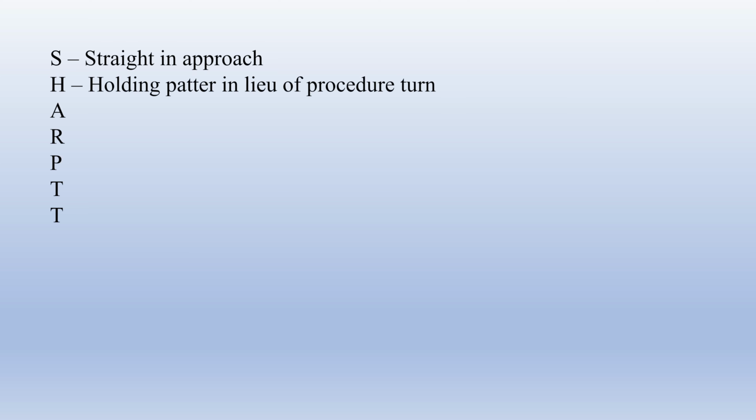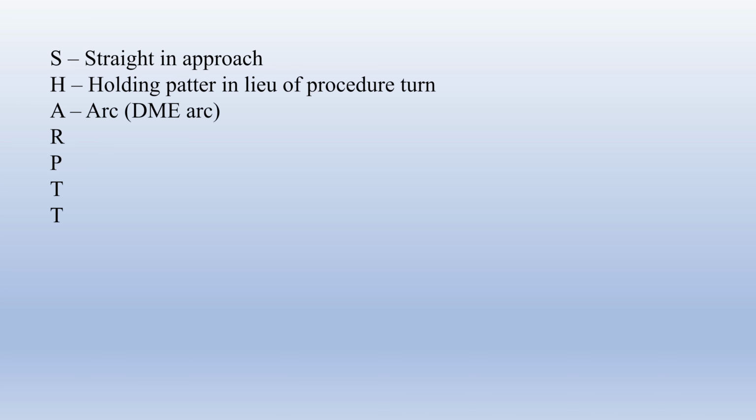There is a handy acronym for remembering when you shouldn't fly a procedure turn: SHARP T with 2 T's. The S is for when you're authorized by ATC to fly a straight-in approach in the real world, or in Flight Sim if you're within 30 degrees of the final approach course and you would like to do a straight-in instead of doing the procedure turn. H is when you're doing that holding pattern in lieu of procedure turn. Again, you're going to do that as depicted rather than flying the standard procedure turn.